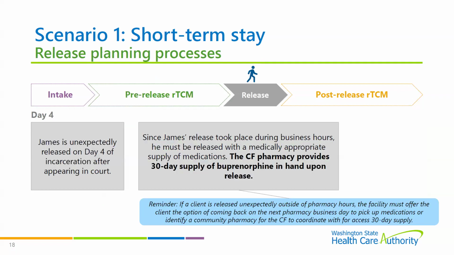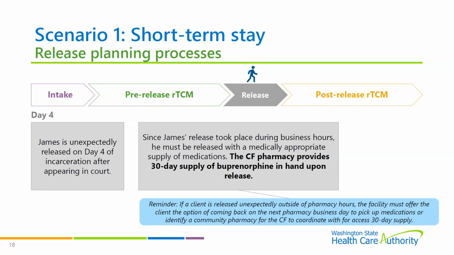So on day 4, James is unexpectedly released, right? So he goes to court and he's released. Since James' release took place during business hours, he needs to be released with a medically appropriate supply of medications, which is also a requirement that we're not really focusing on today, but he would need to be provided a 30-day supply of buprenorphine in hand upon release.